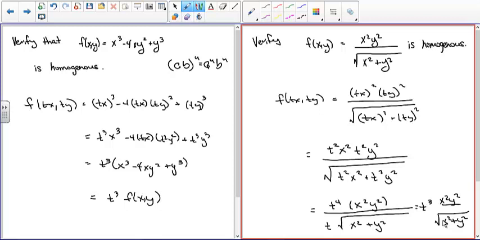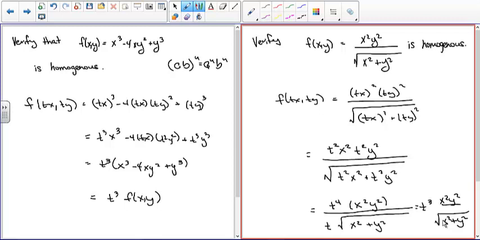So you square t times x, it's t squared x squared. Same for this one. Denominator, same thing. You've got t squared and t squared, it's t to the 4th. And then you put these two together, x squared, y squared, which is in the original equation. And here you've got t squared. So when you take that outside the square root, you get t. And then t to the 4th over t is just t cubed. And so we've got t cubed times the original function.